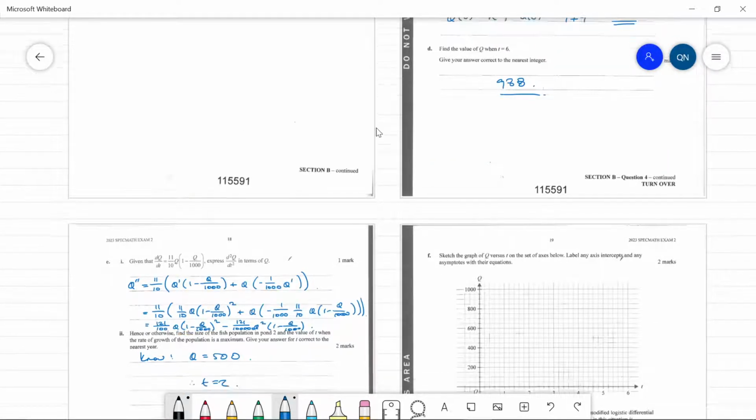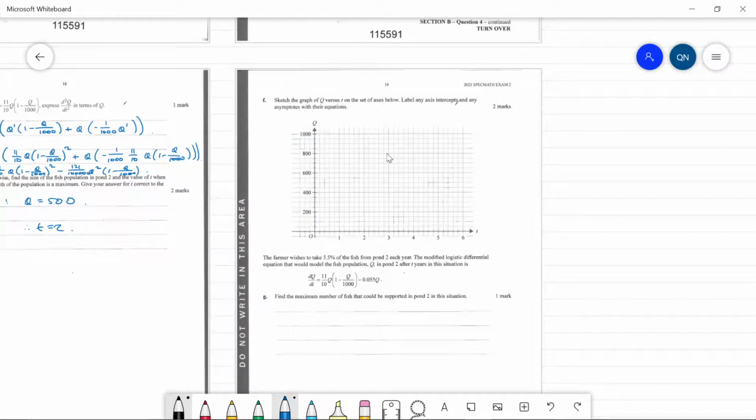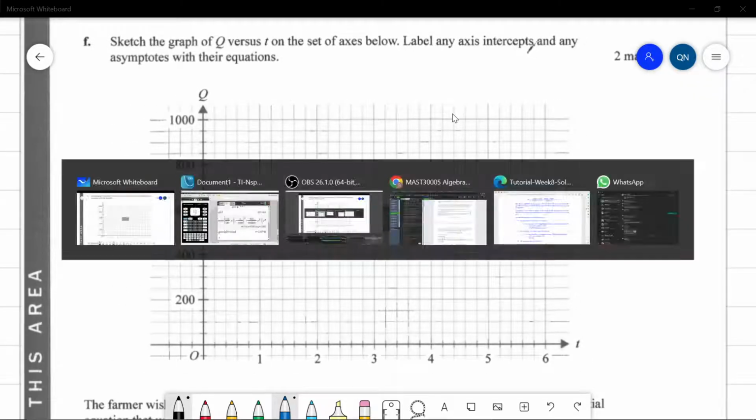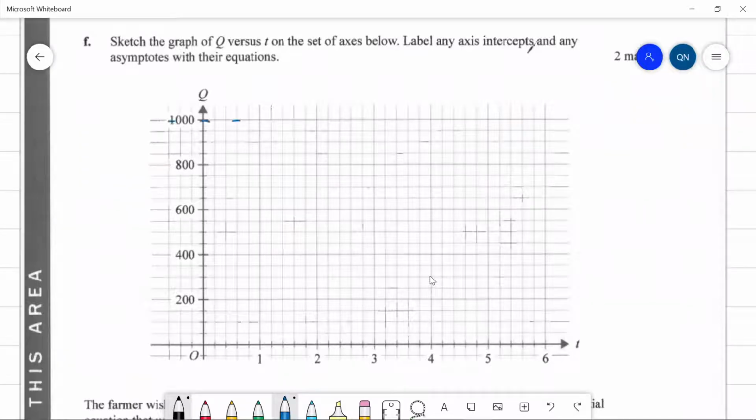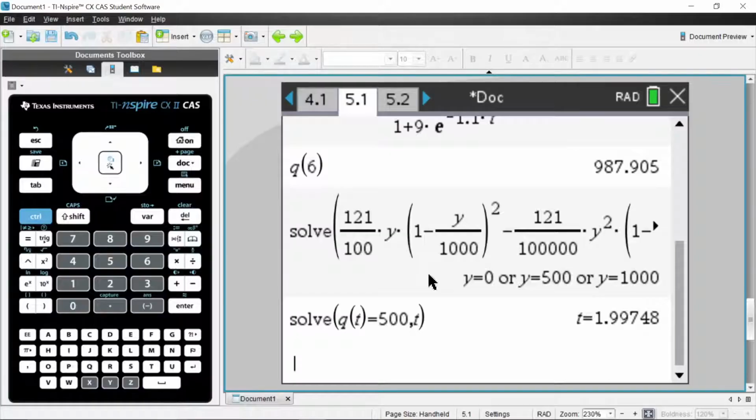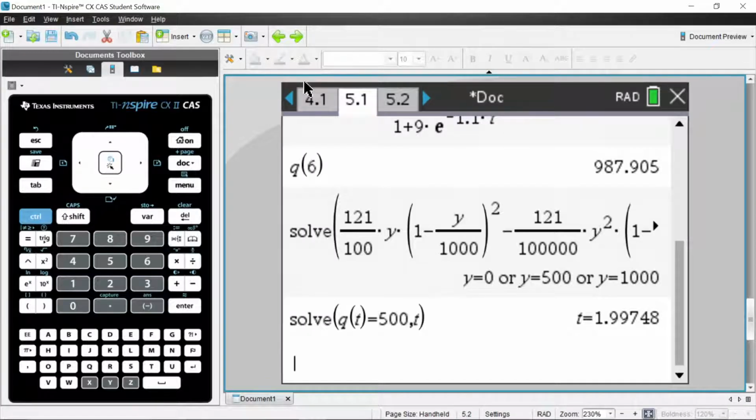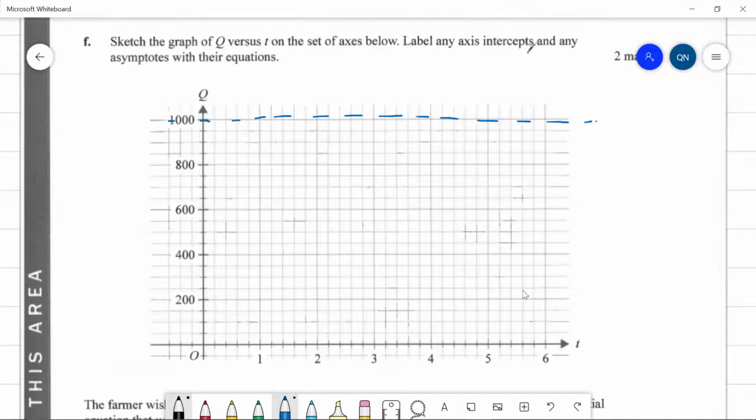And then part F finally is to sketch Q, I think. Label any axis intercepts and any asymptotes with their equations. So we're going to have an asymptote at 1000 up over here. I'm not going to bother using a ruler. We know that it starts at 100, so 100 is down here. And we're going to get an inflection at 500, so roughly over here, and it's going to go off like that. So yeah, the logistic model is going to look something like that there.